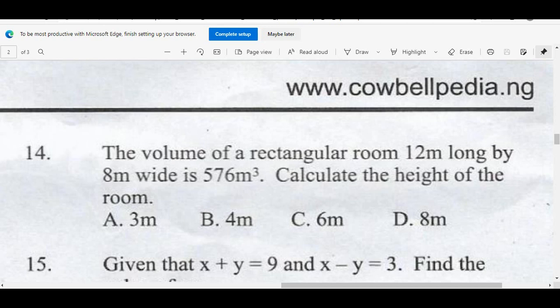So you have a rectangular room, you are given the length and the width. We are to get the height. Volume is length times breadth times height. So if you multiply those three things, it will give you 576. You don't have the height. As simple as that. Is it that difficult?